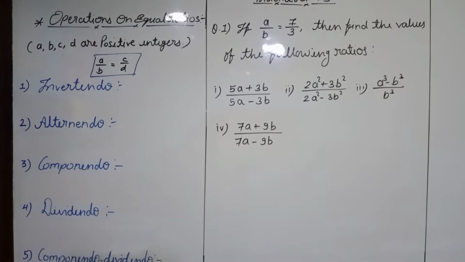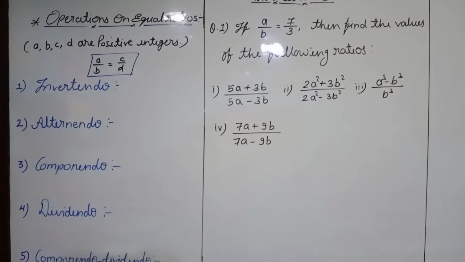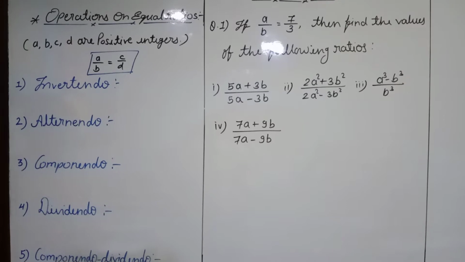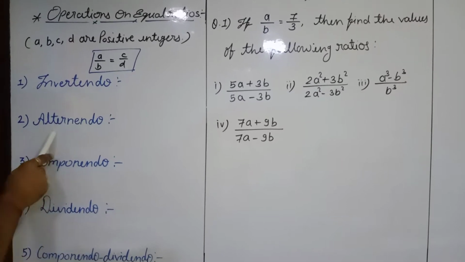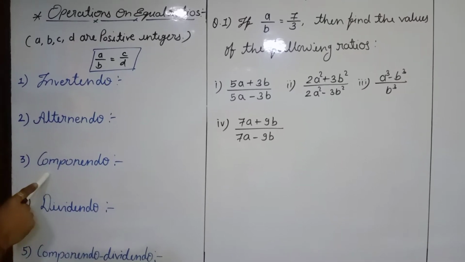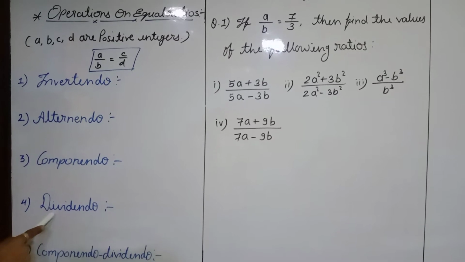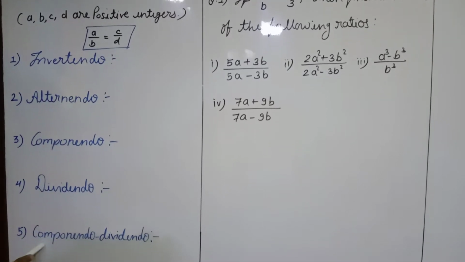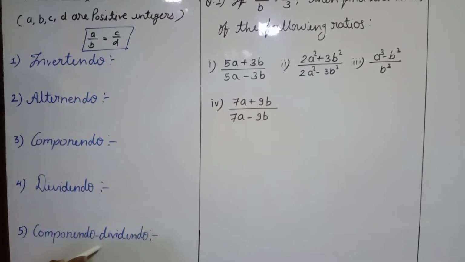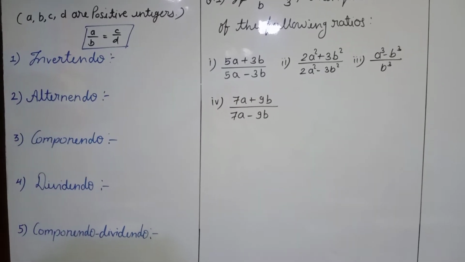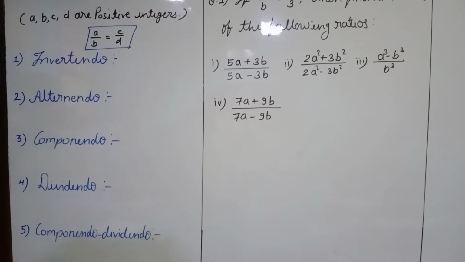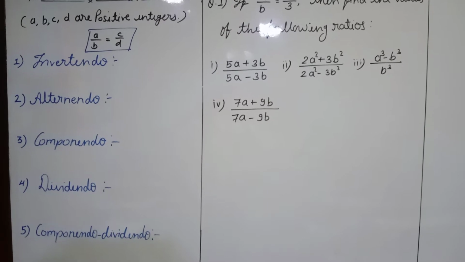Now which operations do we have to take on these two ratios? First one is invertendo, second one is alternando, third one is componendo, fourth one is dividendo, and the fifth one is componendo and dividendo. Meaning a total of 5 operations we have to take on these equal ratios. Let's see what we have to do.